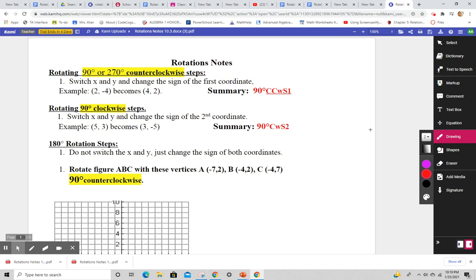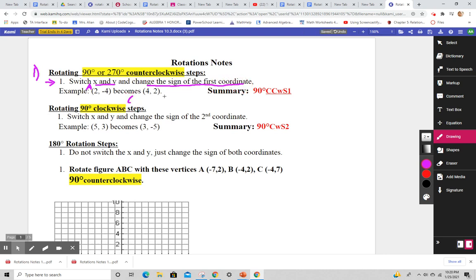Okay, that's it. All right, so let's start going over the rotation rules, and there are 3 rules. Here's one. If you want to rotate a figure 90 degrees or 270 degrees counterclockwise, you will follow these steps. Given a point, let's call this point A, you're going to switch X and Y, and then change the sign of the first coordinate. So let's look at this example.